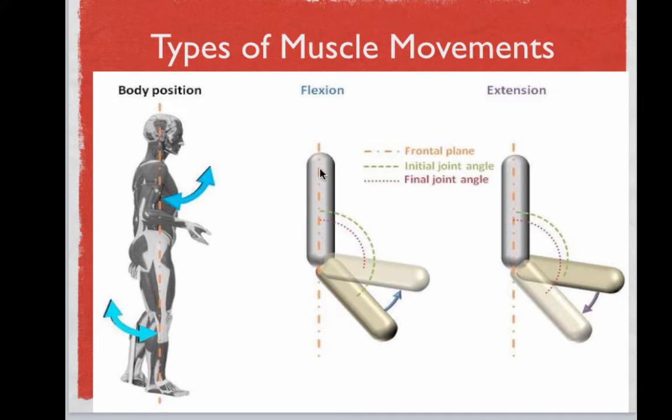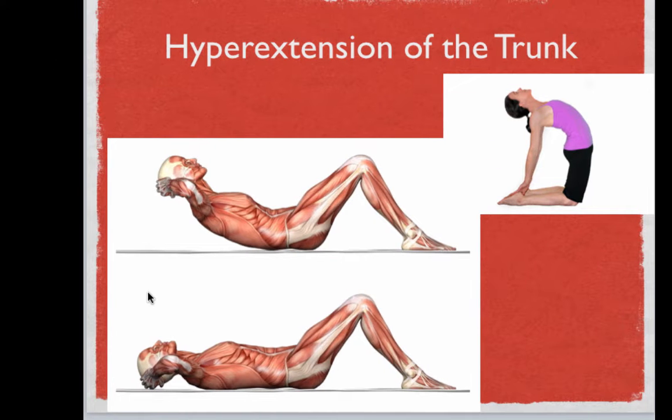Here's the plane of the body. Here is the upper arm, the lower arm starting out, and the lower arm coming in towards the upper arm would be considered flexion because the angle between the joints is getting smaller. Extension is the opposite. Extension would be, once we have that arm bent, if we were to move it back to where it started.